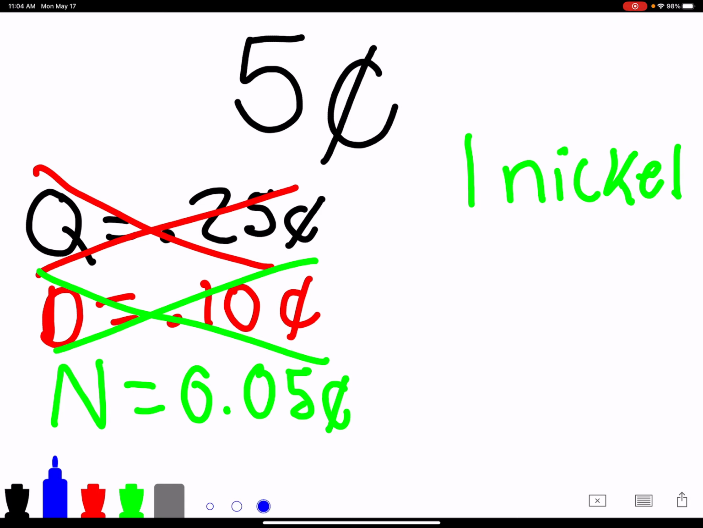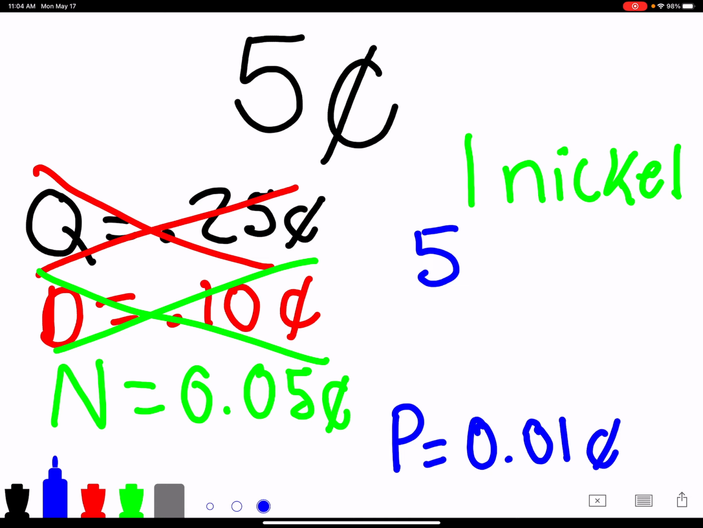And then what about the good old penny? How much is a penny worth? A penny is worth 1 cent. So if we add 1 plus 1 plus 1, 5 times, if we get 5 ones, we get the number 5. So 5 pennies can make 5 cents.